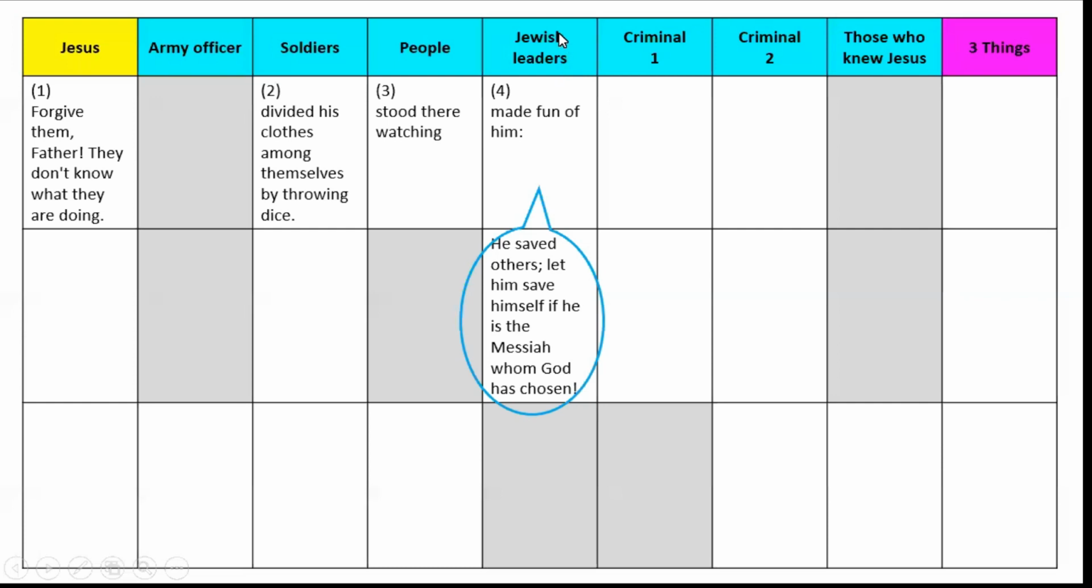Fourthly, the Jewish leaders made fun of Jesus. What did they say? I put a bubble here. "He saved others, let him save himself. He is the Messiah whom God has chosen."